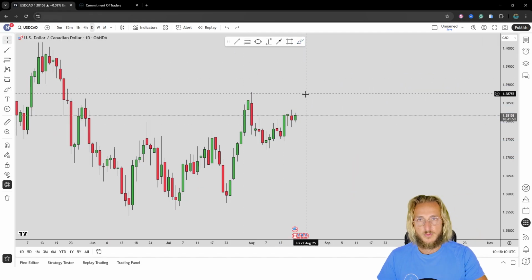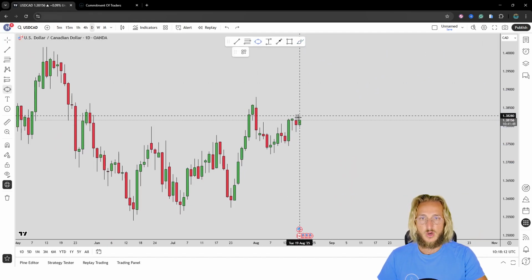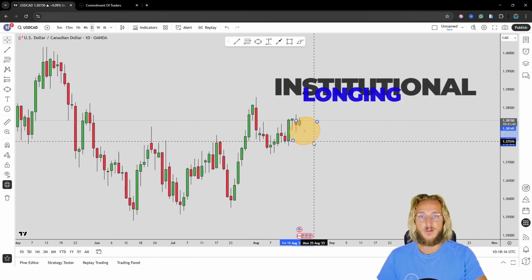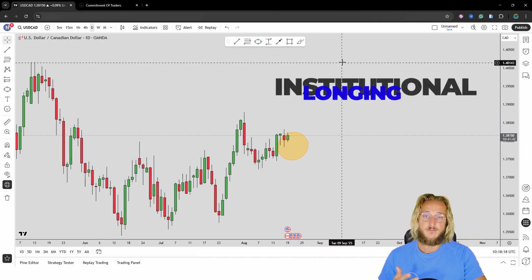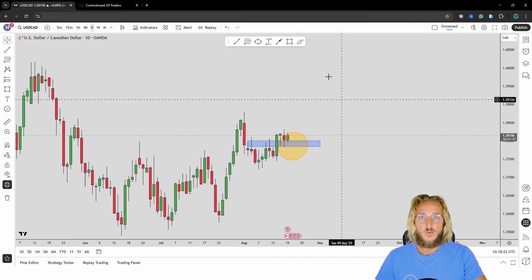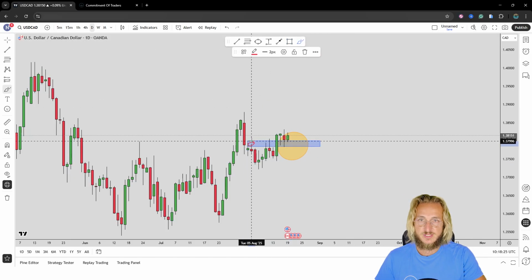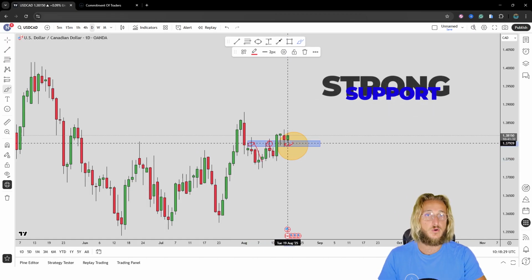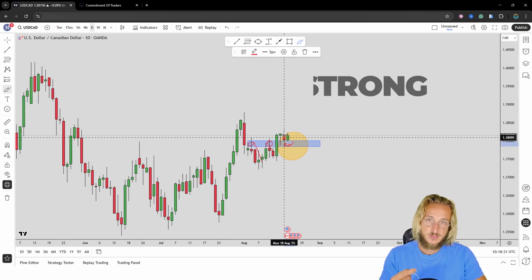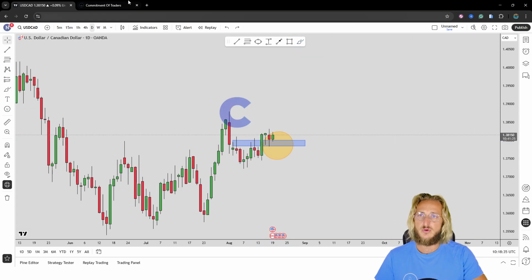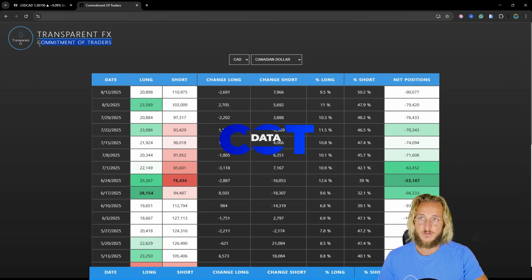So there is good probability from this level of support and demand to see more institutional buying of USDCAD and for the price to potentially move higher, rejecting this level here, which was previous structure resistance here and here, which is now turned support, because as we know, in the market, previous resistance, once it is broken to the upside, becomes support.